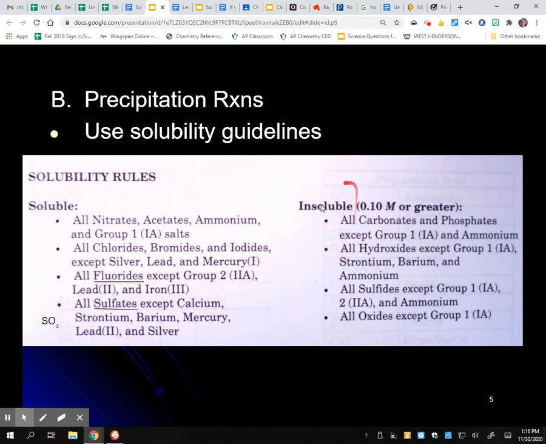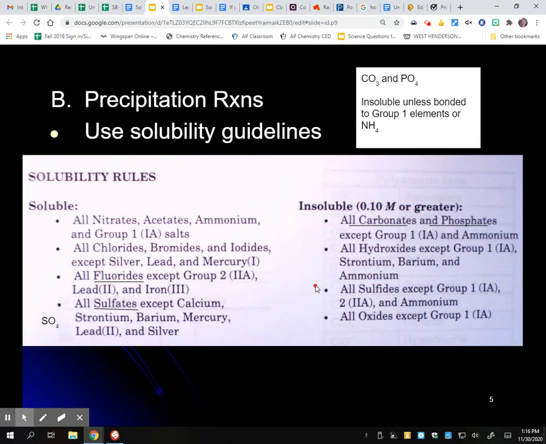Now, over here on the insoluble category, we have all carbonates and phosphates are insoluble. So CO3s or PO4s, if it ends in those, they're going to be insoluble unless they're bonded to something that's in group 1 or ammonium. All hydroxides are going to be insoluble unless it's bonded to group 1, strontium, barium, or ammonium, and hydroxides, that OH there at the end.